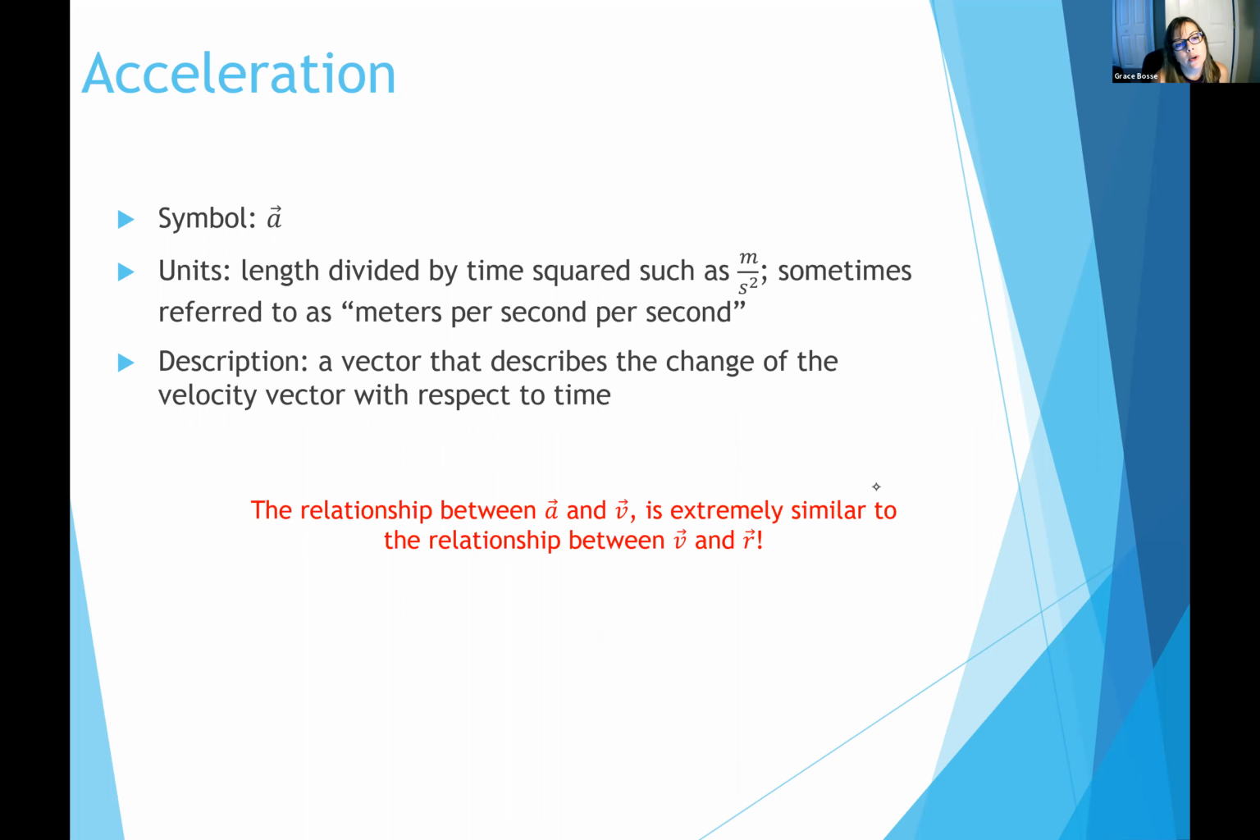And now when we go on and talk more about acceleration, you'll see some similarities between the relationship between acceleration and velocity compared to the relationship between velocity and position. They're very similar relationships. So a lot of the equations are going to look similar, except in this video, we're talking about the relationship between acceleration and velocity. But a lot of the concepts and the trends that you'll see are exactly the same as the relationship between velocity and position.